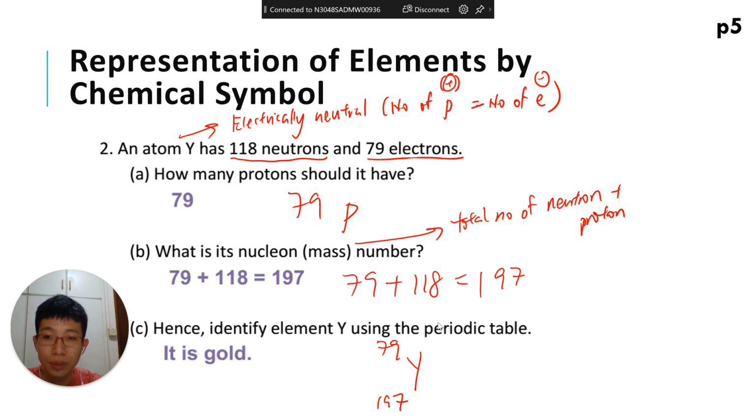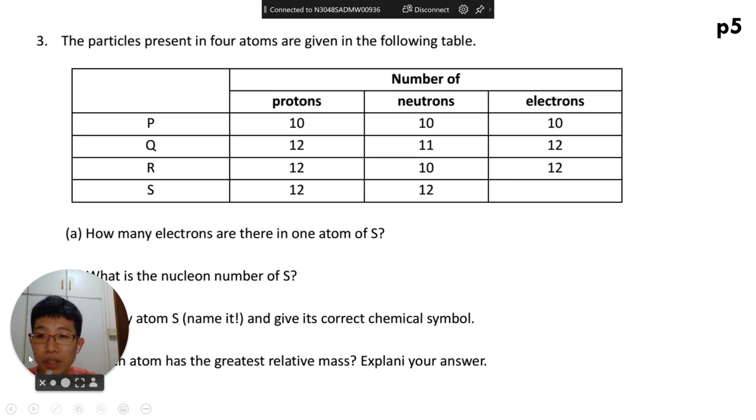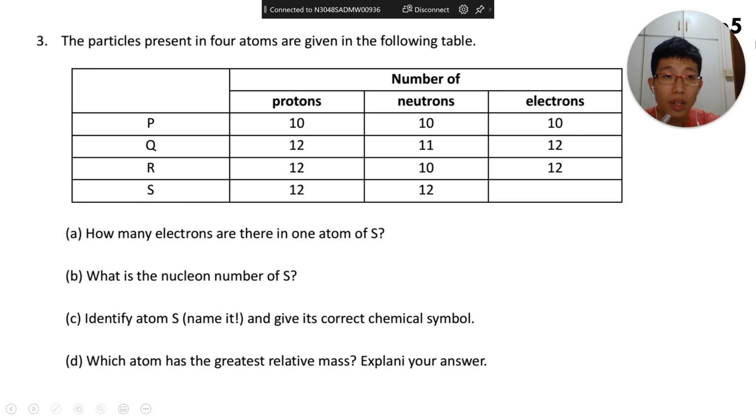So it is gold. So the next question, question 3. Question 3 states that these are the tables provided here, which shows the proton number, neutron number, and electron number of these 4 elements P, Q, R, S. So how many electrons are there in one atom of S?